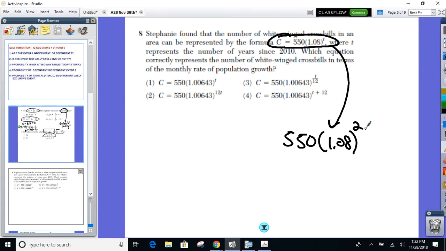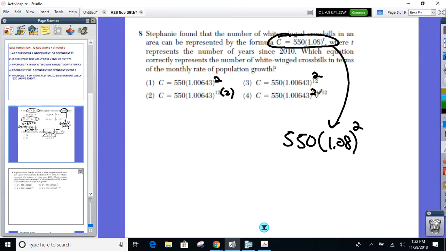Take each multiple choice and plug in what now? 2. Keep plugging in 2 and see. You're not going to be exact, but you're going to come pretty darn close. So go to each multiple choice, plug in 2. And which one do you get almost the same?